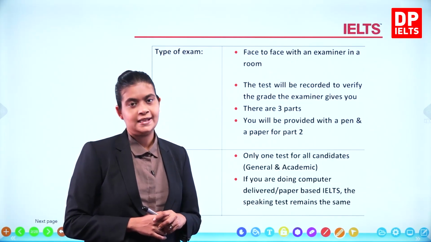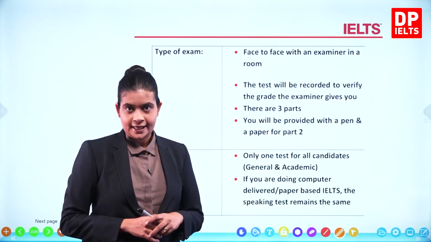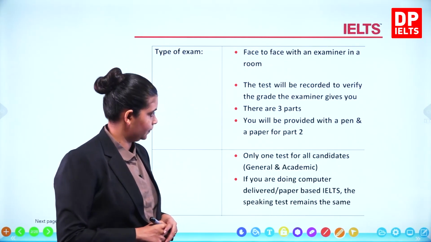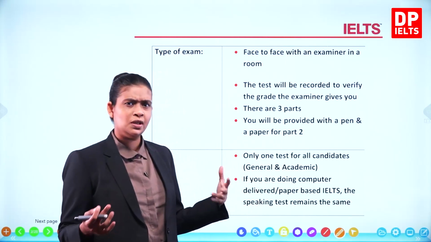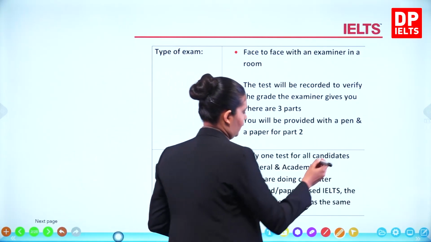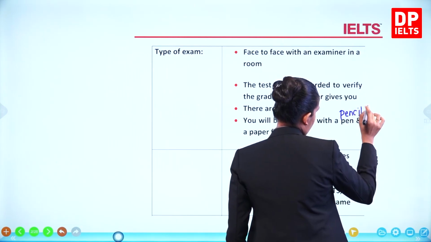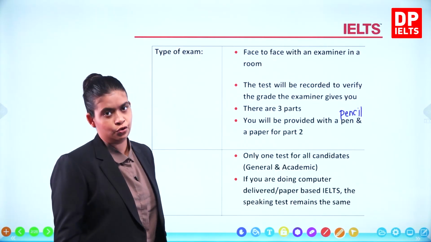Then it's going to be easy for them to remark it because they're always going to record your speaking test. There are 3 parts for the speaking test: part 1, part 2, and part 3. You will be provided with a pen and paper. Usually we like to provide them with a pencil, right? So most of the time you'll be getting a pencil and a paper for part 2.